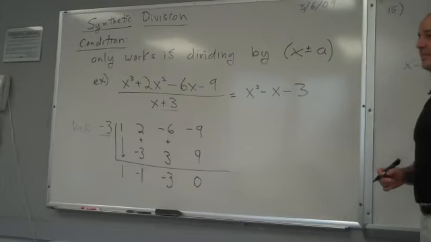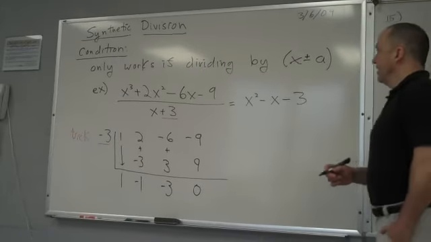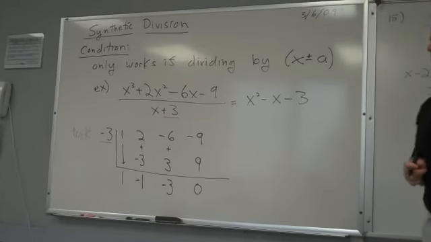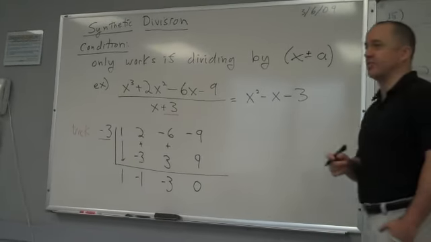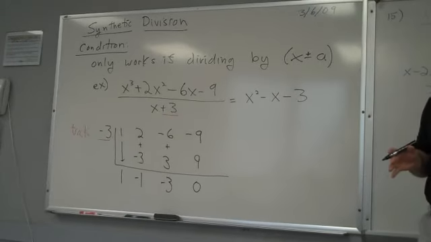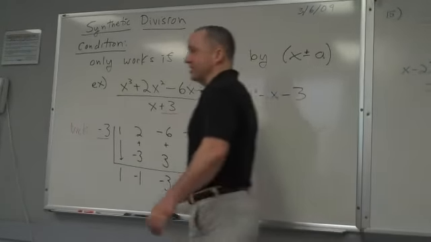Mr. Goldberg, you can't do this if it's 2x plus or minus a, right? You could factor out the 2, but that gets a little tricky. We'll talk about that next week. But the short answer is no, not immediately. You have to do something to it. And if it's an x squared there or something, you can't do it. But if you get it in this form, it's a ton easier.